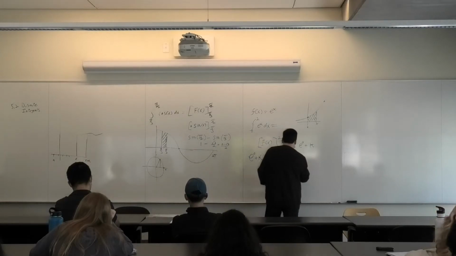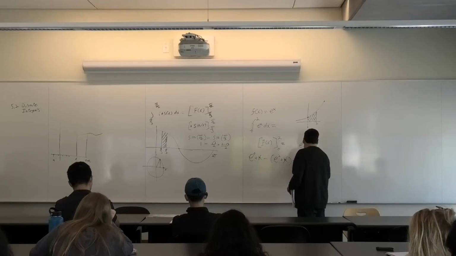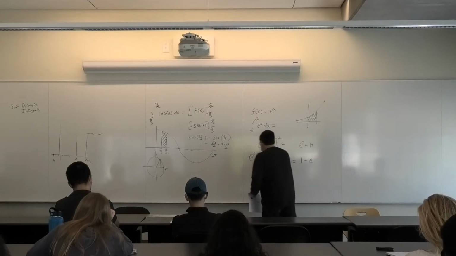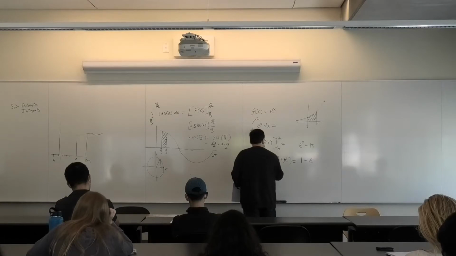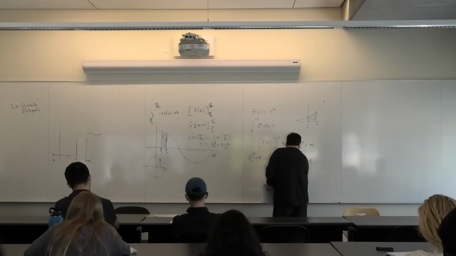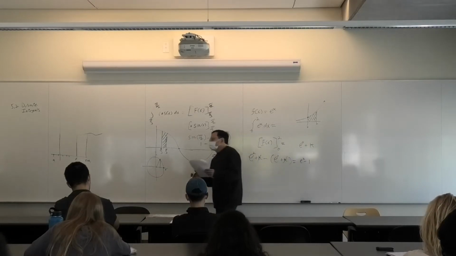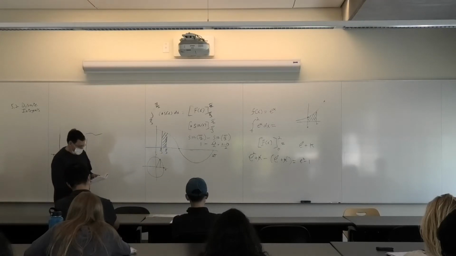Okay, so what is this? E to the 0 is 1, and e squared is, I did it wrong. Did it backwards. This is 2. This is 0. So that's e squared minus 1, which is about 5 or so.